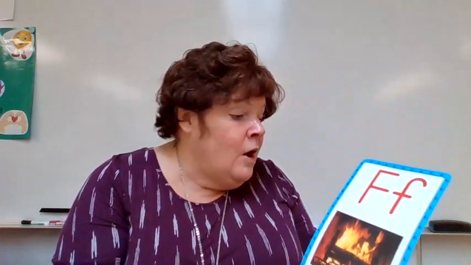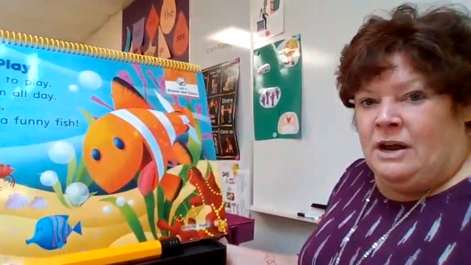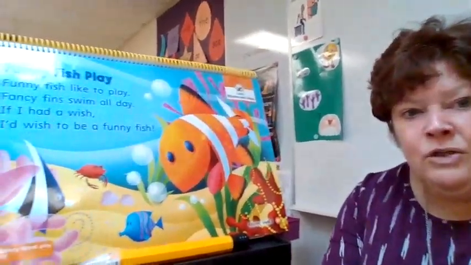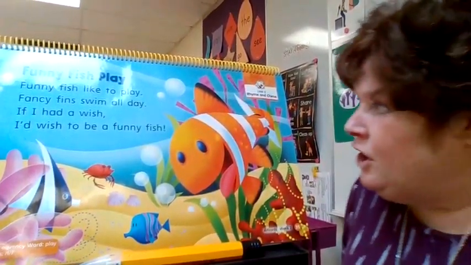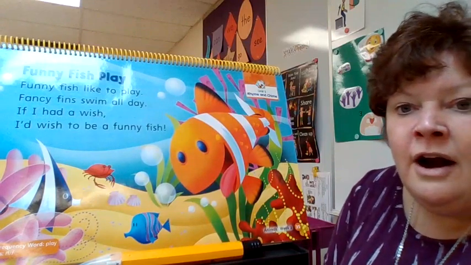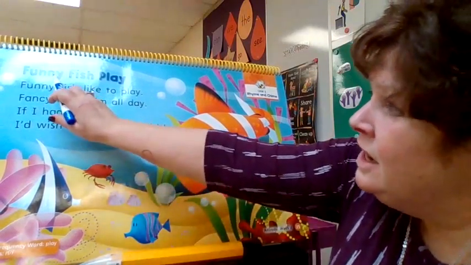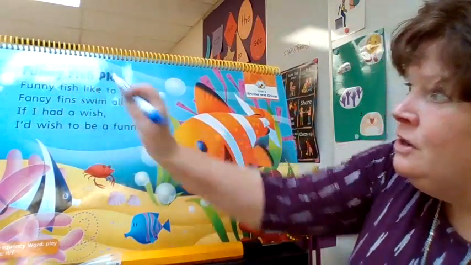Good. All right. We are going to look at the rhyme and chime again, and we are going to look for F. Are you ready? Okay, I don't have that fancy tape that some of the teachers have, but I do have a dry erase marker, and I figured out that you can use those on this book. So, we are going to be looking for F. You ready? All right. Our title is Funny Fish Play.